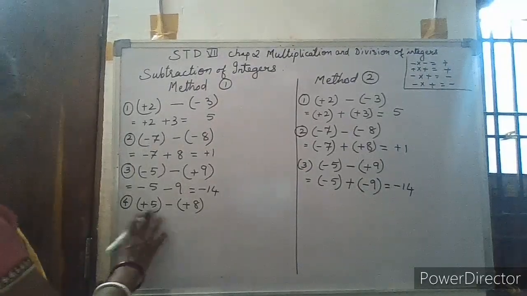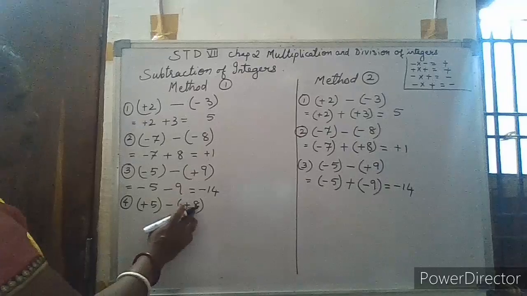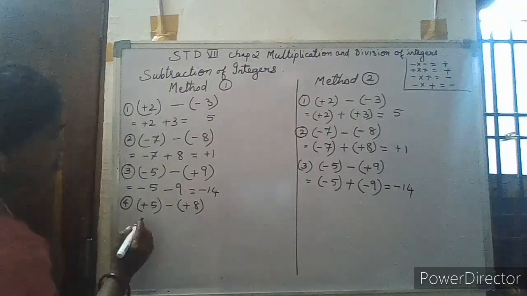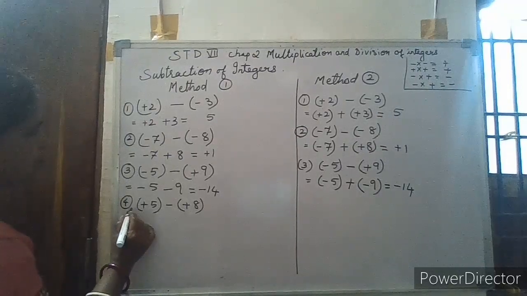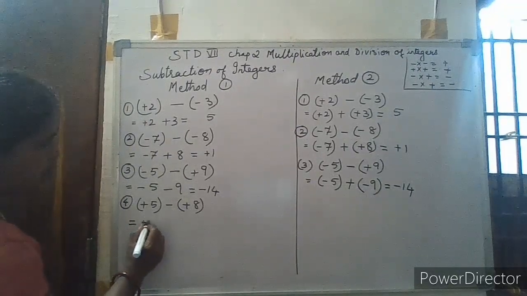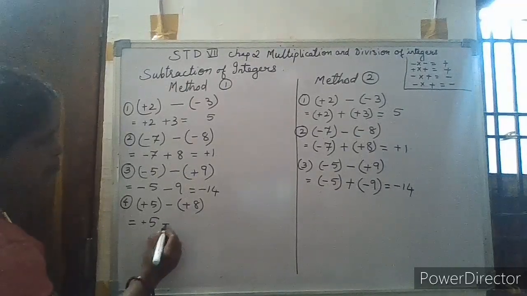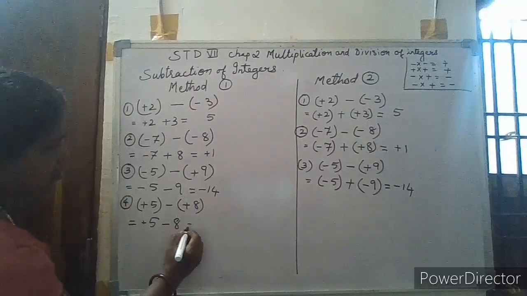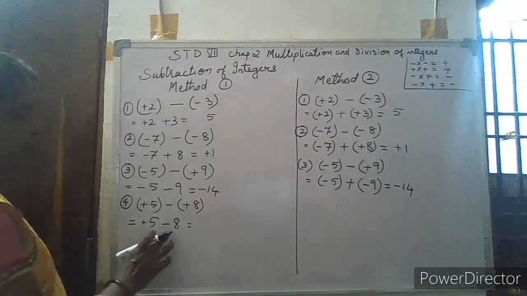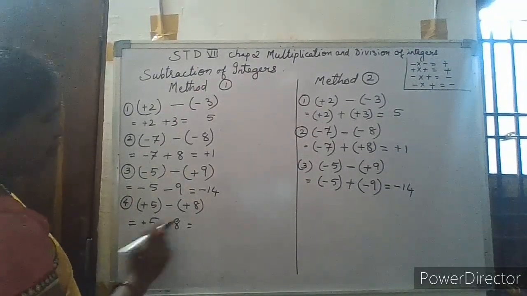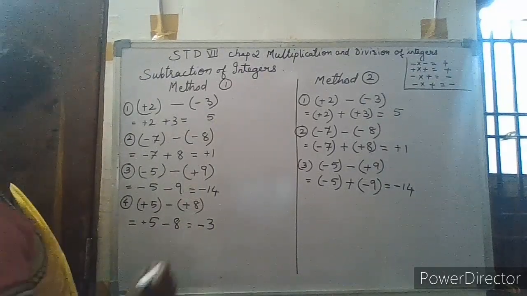Now look at this. Plus 5 minus, we are subtracting plus 5 and plus 8. Open the bracket. Plus into plus is plus only. Plus 5. Minus into plus is minus 8. Here both the numbers have different sign. Subtract them and put the sign of the greater number. 8 minus 5 is 3. Sign of the greater number is minus 3.